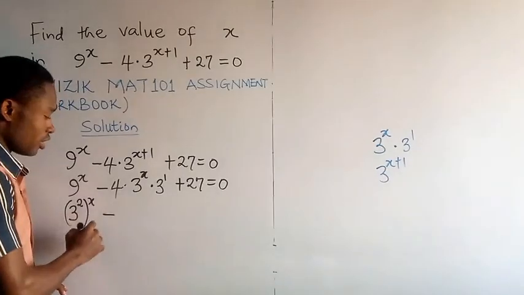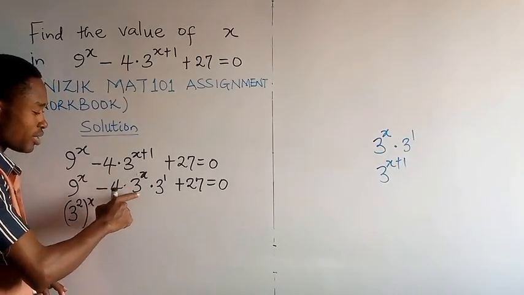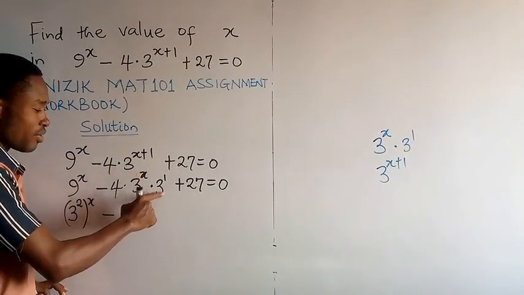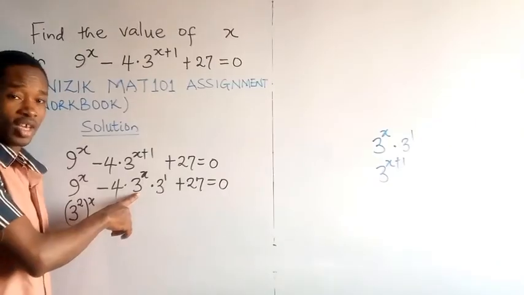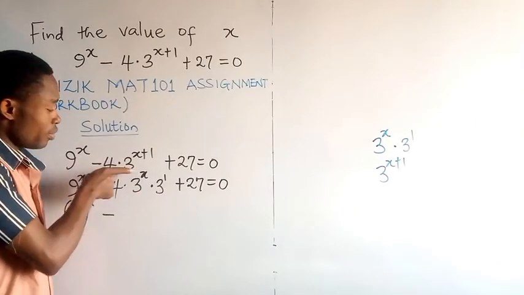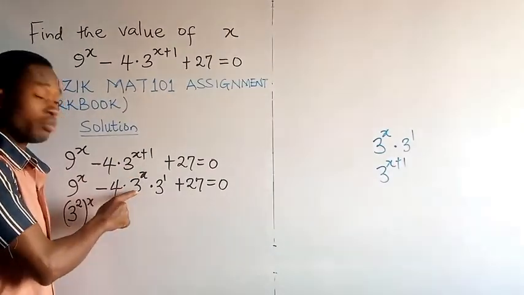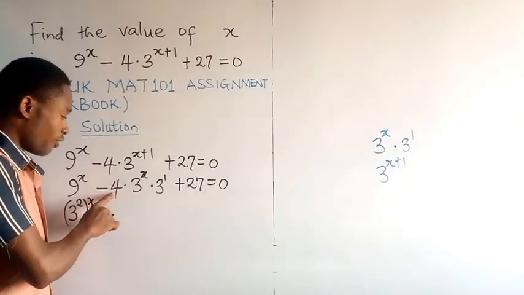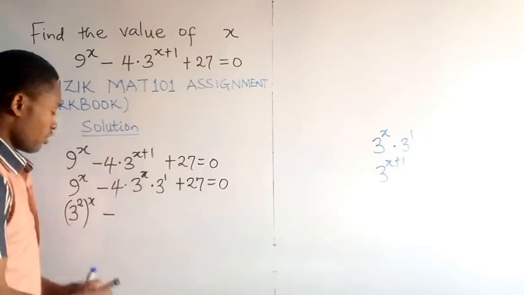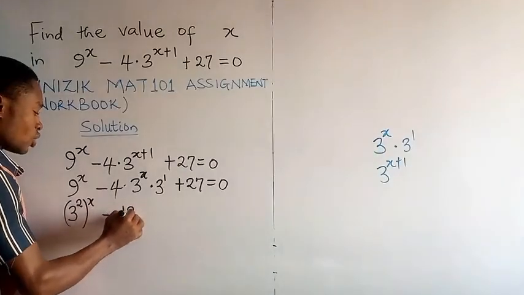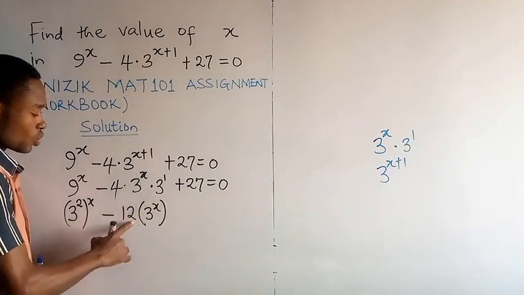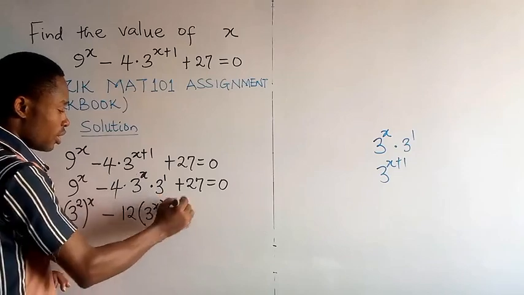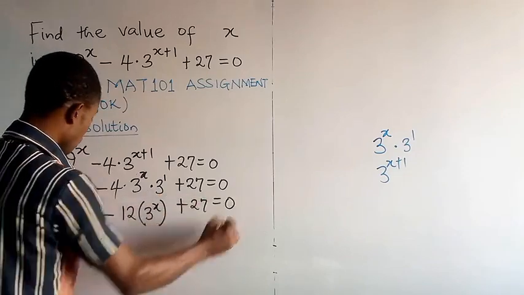Then this is going to be minus, watch this, 4 times 3 raised to the power x times 3 raised to the power 1. Take note that this 4 cannot multiply this 3 to give you 12. Why? Because of this power. This 4 cannot multiply this 3. Are you getting? But this 4 can multiply this 3 to give us 12, which means that I can write this as 12 times 3 to the power of x, where this 12 is 4 times this 3. Then plus 27 equal to 0.